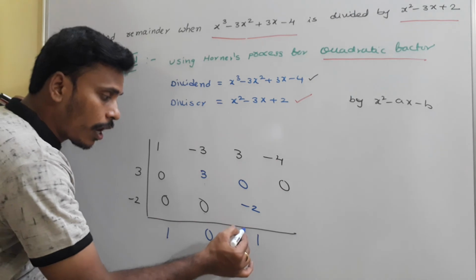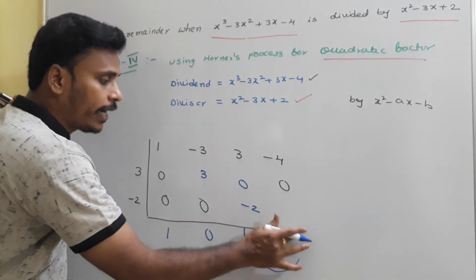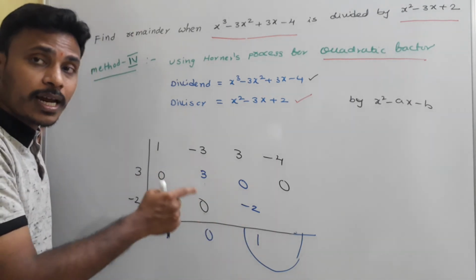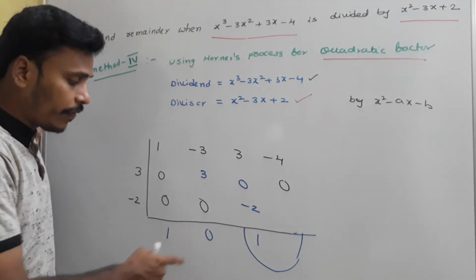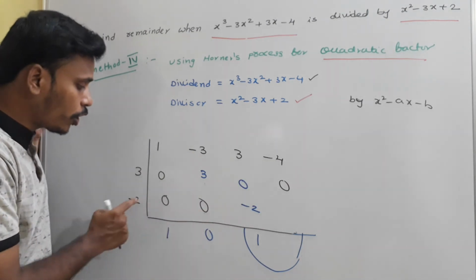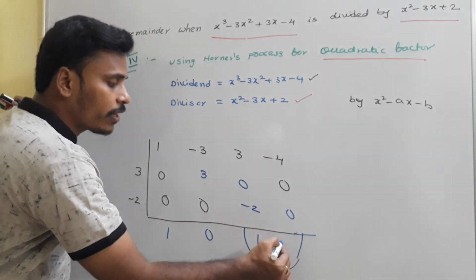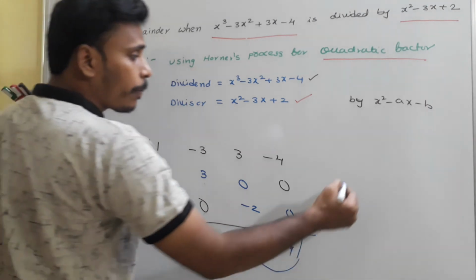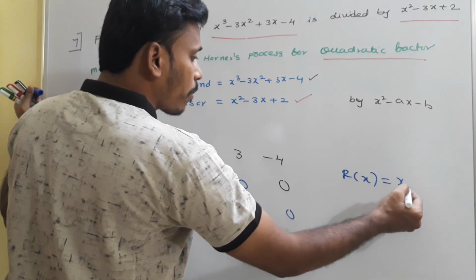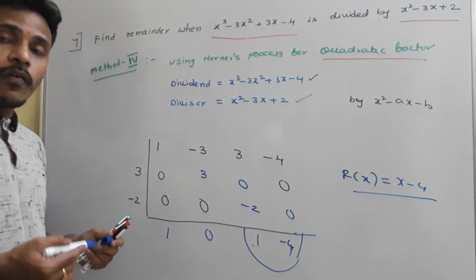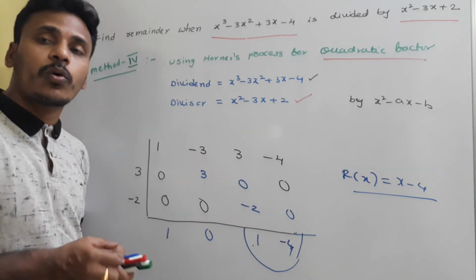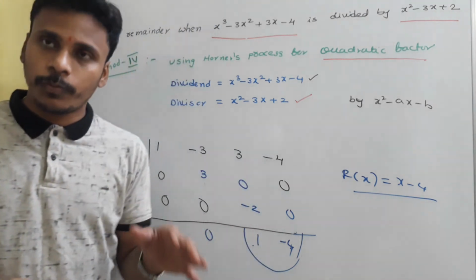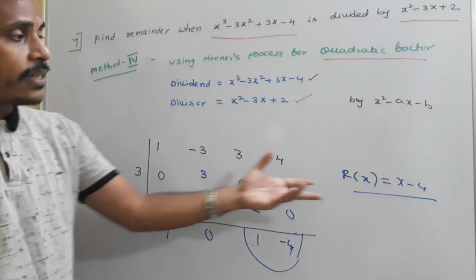As I mentioned, the last 2 positions indicate the remainder. This is 1. So 1 into 3 is not allowed because that 1 comes under the remainder. So use 0 there. And then this 0 into minus 2 is again 0. So add column wise, you will get minus 4. Since it is 1 and minus 4, it directly represents the remainder as x minus 4. If you have any confusion related to Horner's process of quadratic factor, just revise the previous classes where I discussed it. So this is method 4, and at the end we have the remainder.